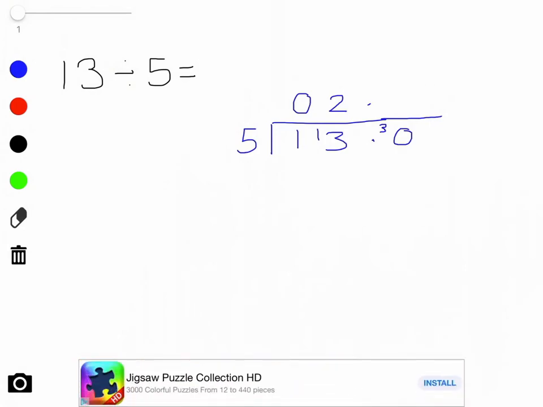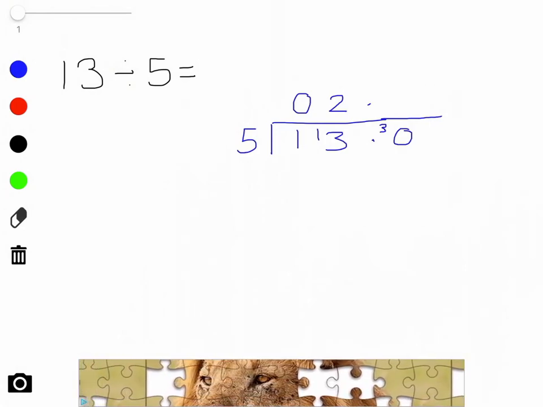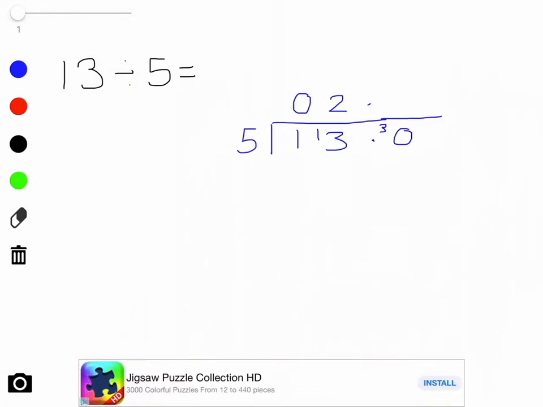I've now made 30. So how many 5s go into 30? The answer is 6. And that goes in perfectly with no remainders left. So my answer will be 2.6. Let's look at another example.